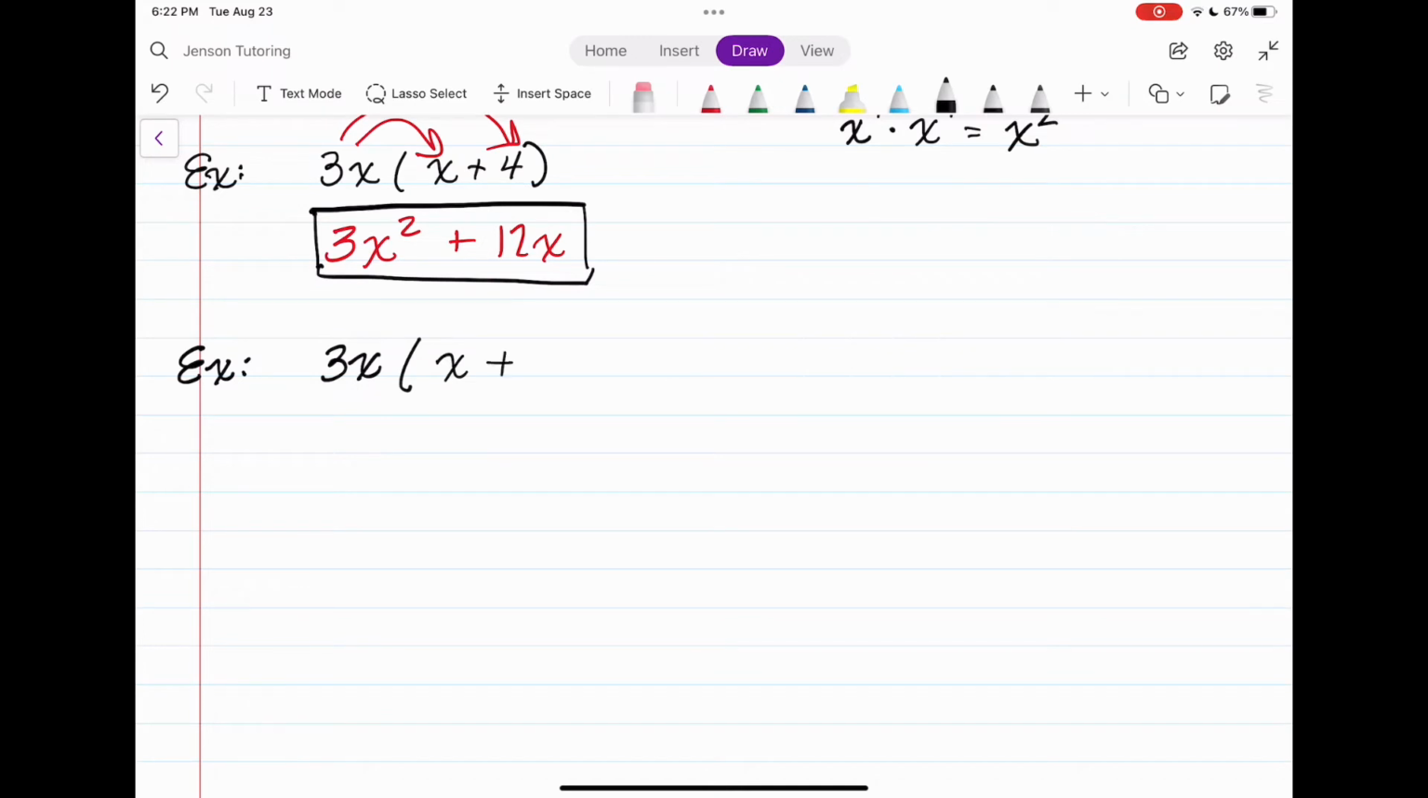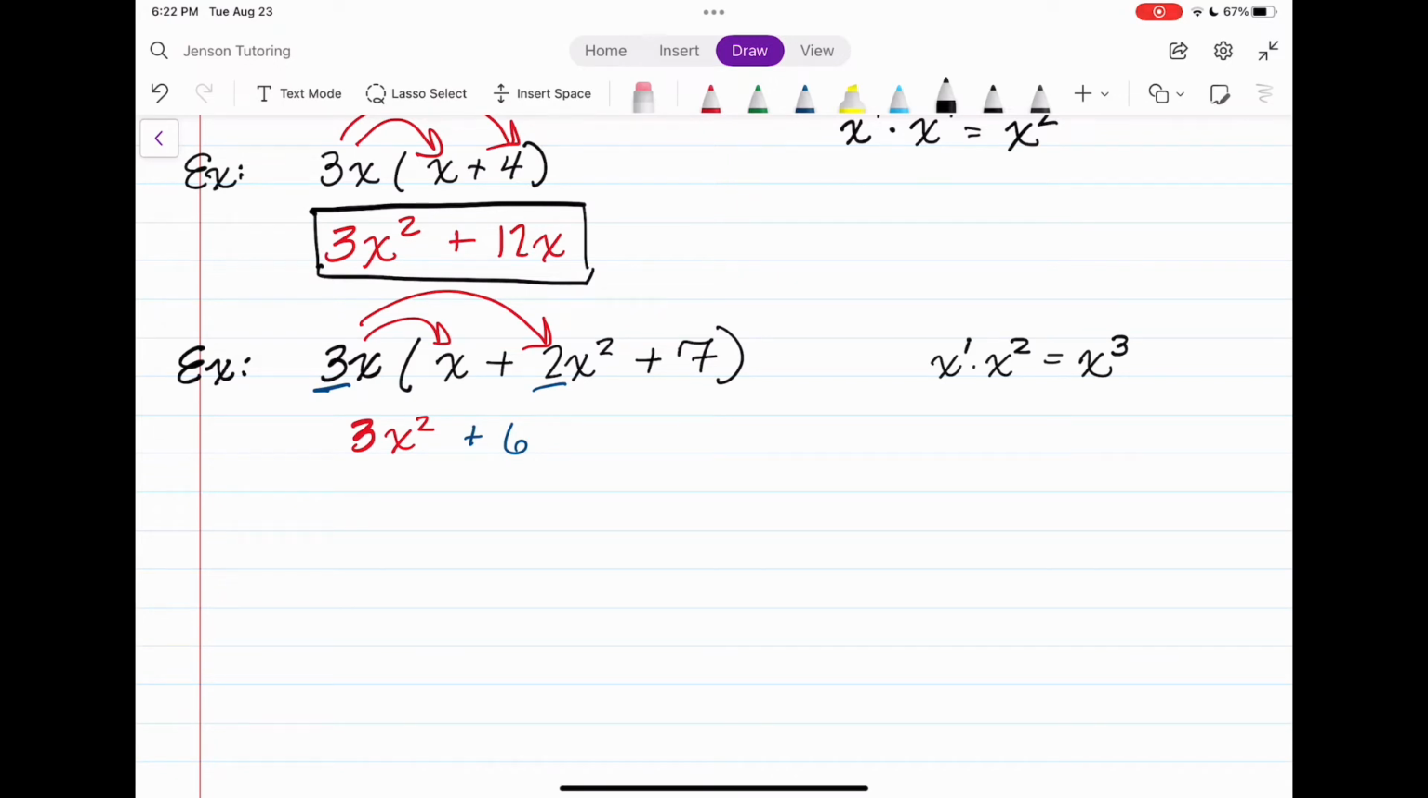So let's try a little bit harder one. So now we have multiple terms. That's actually a trinomial that we're multiplying by 3x. It's out of order, but nonetheless a trinomial. So we're going to multiply 3x, in this case, times 2x squared. Again, remember you add the exponents. We get 6x cubed plus 21x.